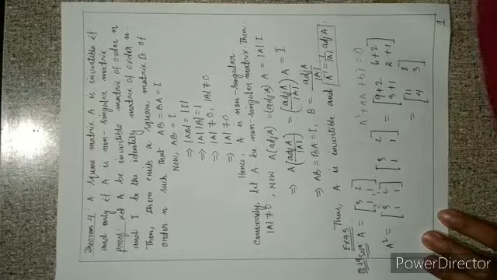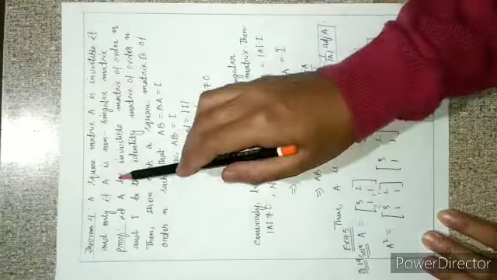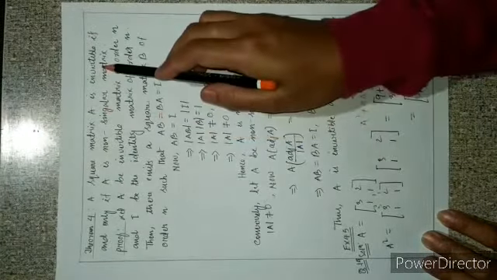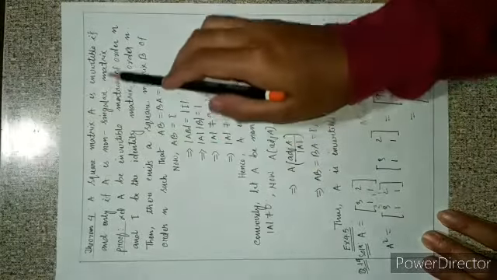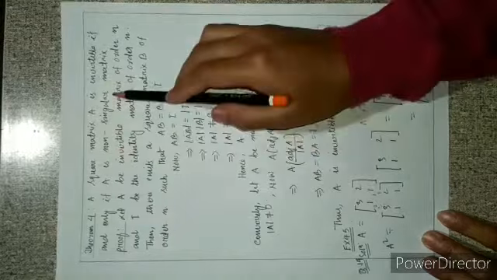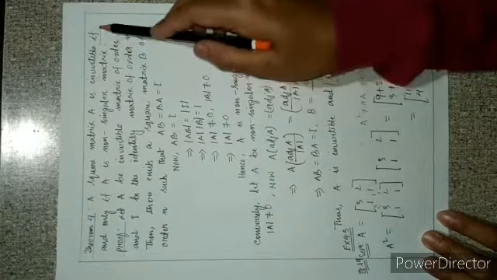Statement of theorem number 4: A square matrix A is invertible if and only if A is a non-singular matrix. Invertible means the inverse exists. Non-singular means the determinant is not equal to 0.